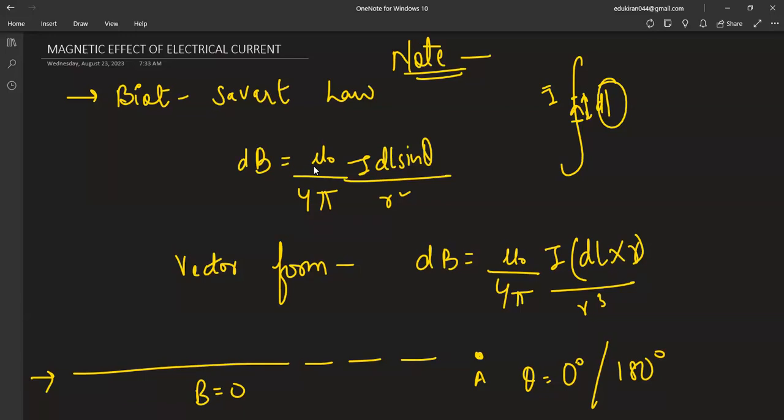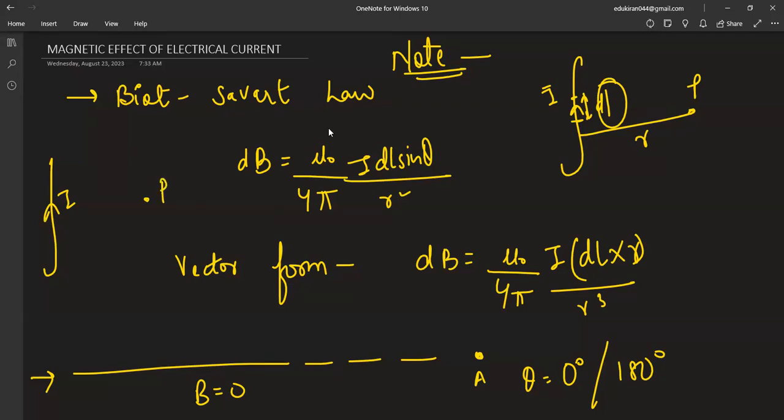So its formula becomes mu naught by 4 pi I dl sine theta divided by r square. Now what is this? R is the separation. Suppose I have a point. This is a current carrying conductor. And at this point, I am asking you to calculate magnetic field. Now, how will you calculate?